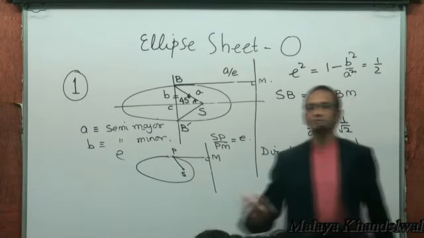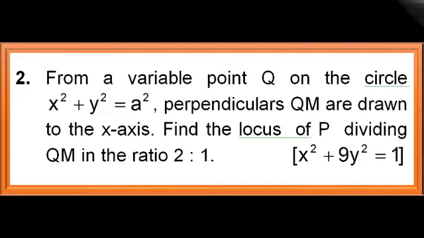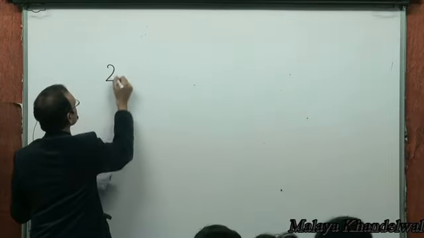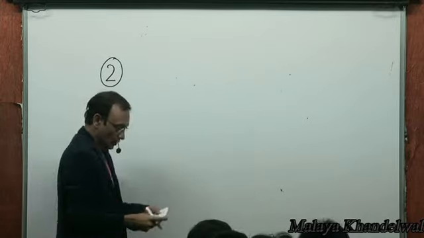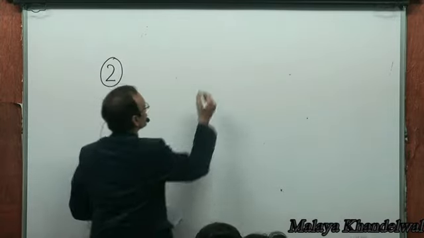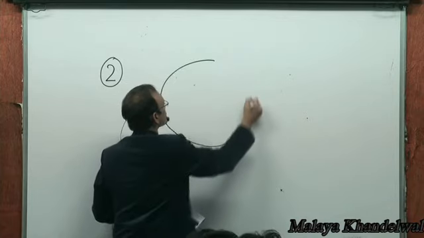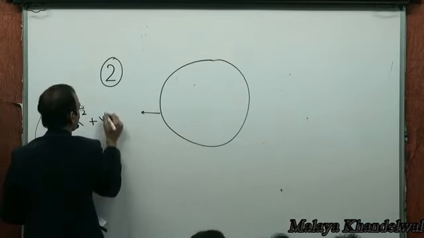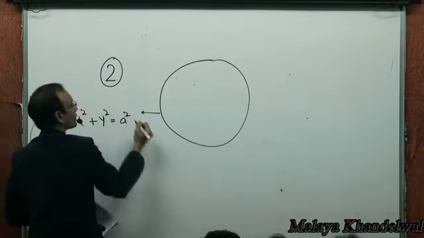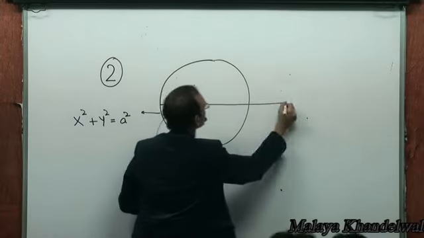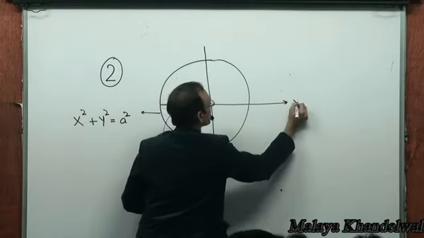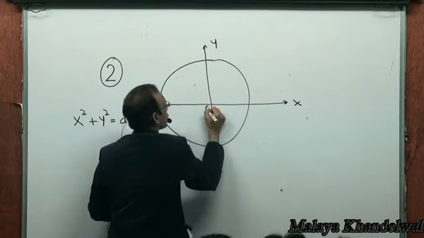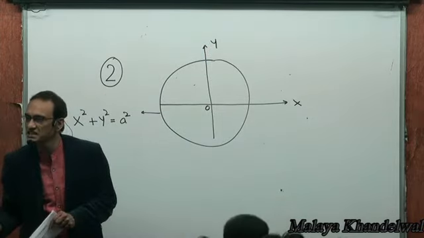All right, let's move to the next one. Can I wipe this off? Now, problem 2. There is a circle x squared plus y squared equal to a squared. This is the circle. Right? The center of the circle is the origin. This is the x-axis, this is the y-axis. The origin is the center of the circle. This is a circle of radius a.